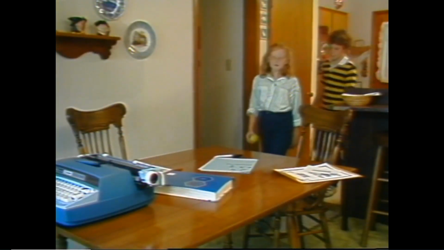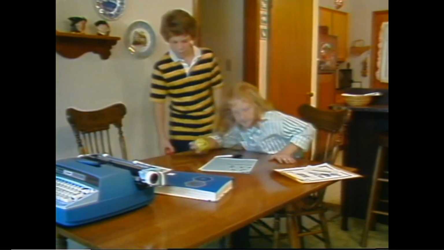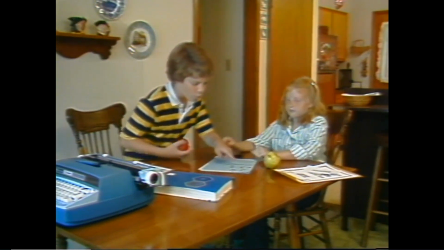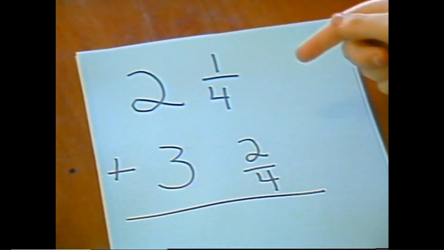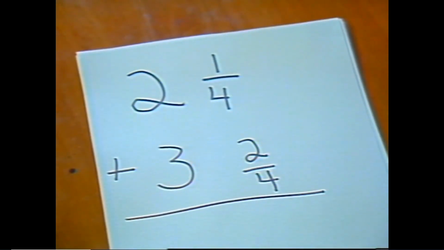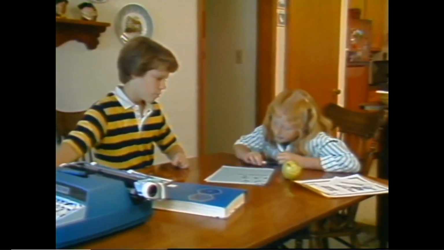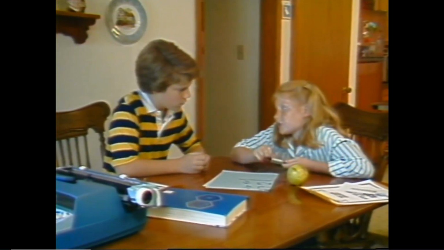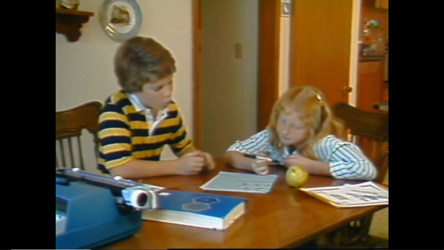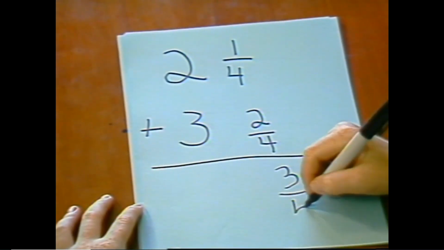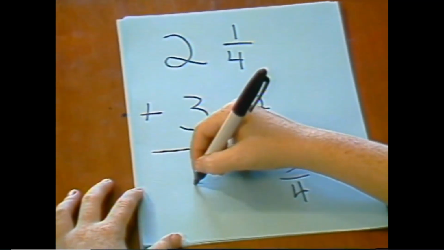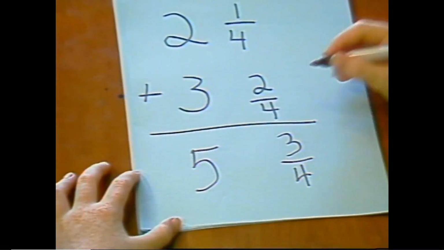Well, I think we should add the whole numbers first. But wait, Jennifer, if these were all whole numbers, we'd add the ones column first, wouldn't we? See, if these were all whole numbers instead of fractions, we'd know exactly what to do. Oh, okay. Well, since the denominators are the same, let's just add the numerators. That's simple. 1/4 plus 2/4 equals 3/4. And 2 plus 3 is 5. So the answer to the first part is 5 3/4.